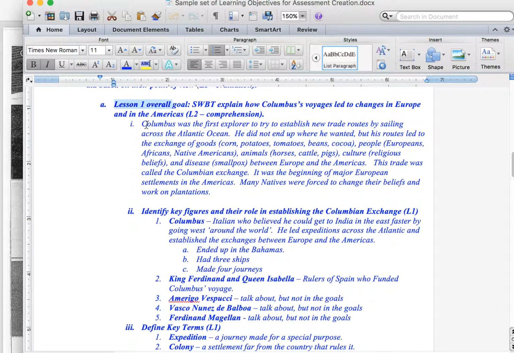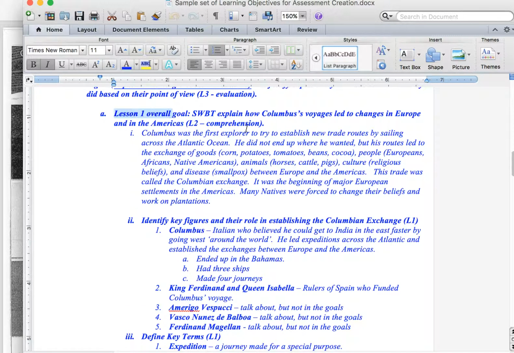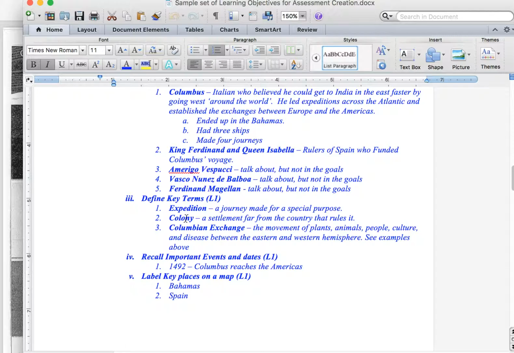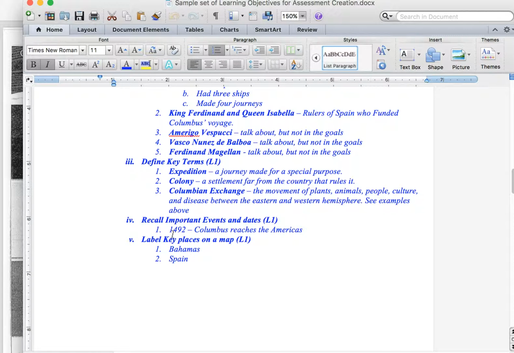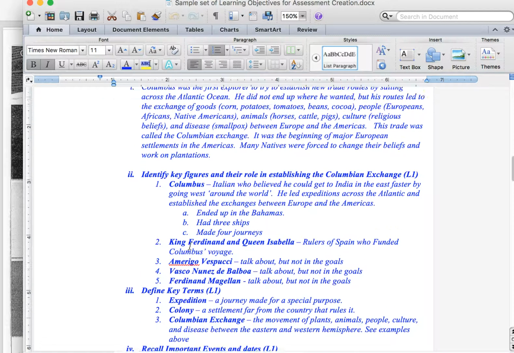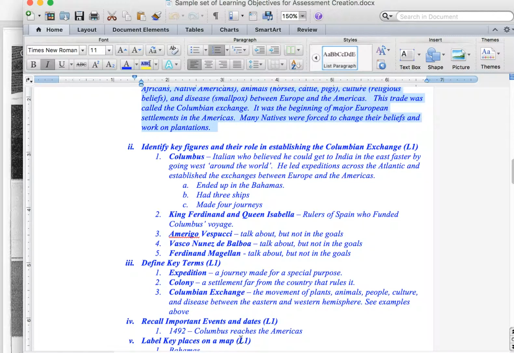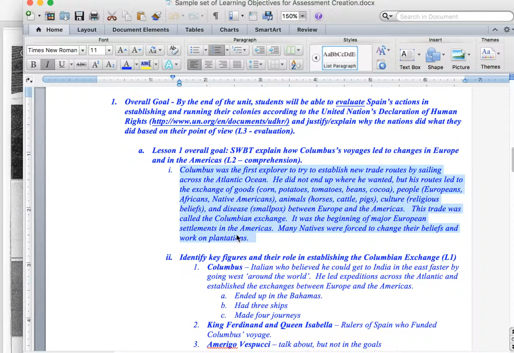So, in order to do this overall goal, explain how Columbus's voyages led to changes in Europe and in the Americas, they need to know who the major players are. They need to be able to find key terms. They need to be able to recall important dates and find important places. But they also need to be able to integrate that stuff. Most of this is all level 1, not all of it in this case. But the integration of a bunch of level 1 stuff requires level 2 thinking. So again, the overall goal is going to be level 3.